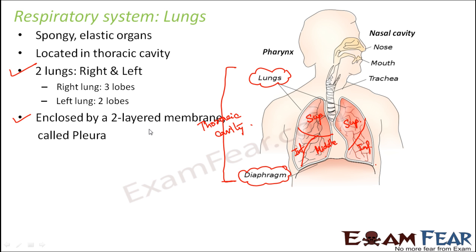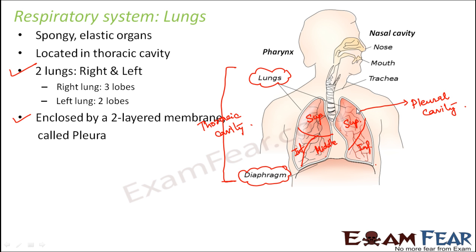These lungs are enclosed by a two-layered membrane called pleura. Outside the lungs you can see two layers, which form a protective layer, and the purpose of this layer is to prevent friction and for lubrication. This is known as the pleural cavity. All these organs are extremely delicate, because the lungs perform the most important role during the process of respiration. So it is important that they are safe and well protected. That is why you have this double membrane.